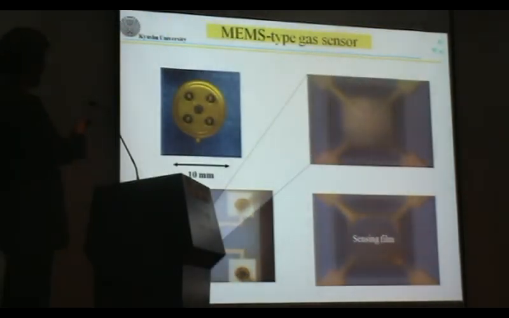And the sensor system requires a nano device. Now we are developing the MEMS sensor. MEMS is a very small hot plate. This is the electrode to measure the resistivity, and this is the heater. The size is 100 micrometers. We deposit the sensing film like this.